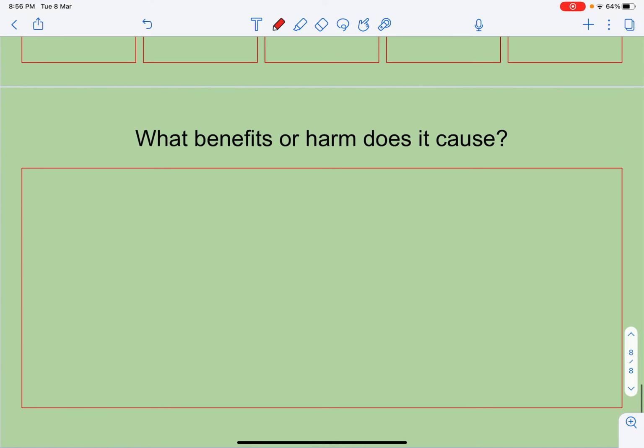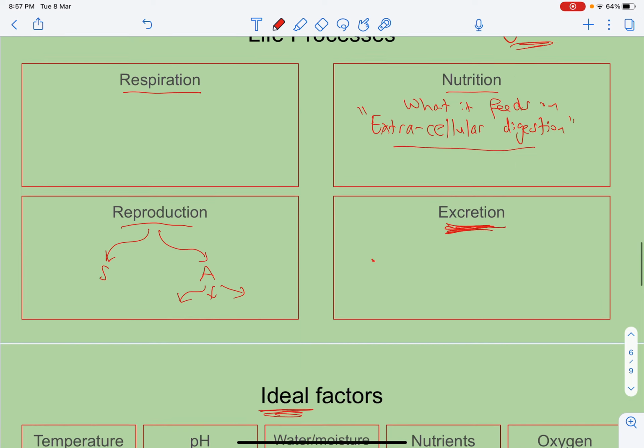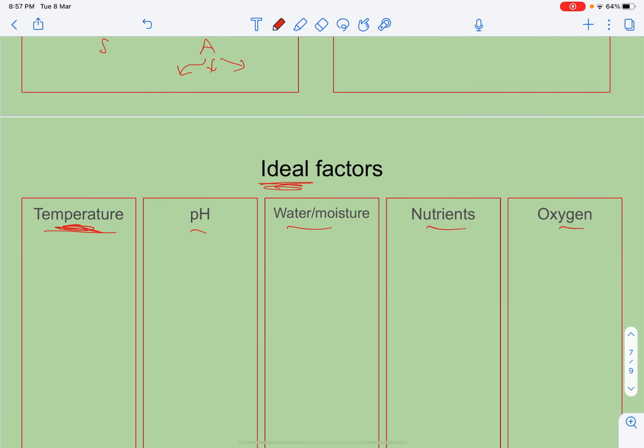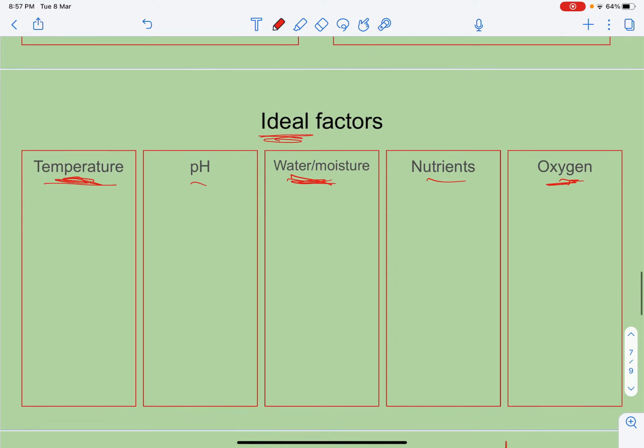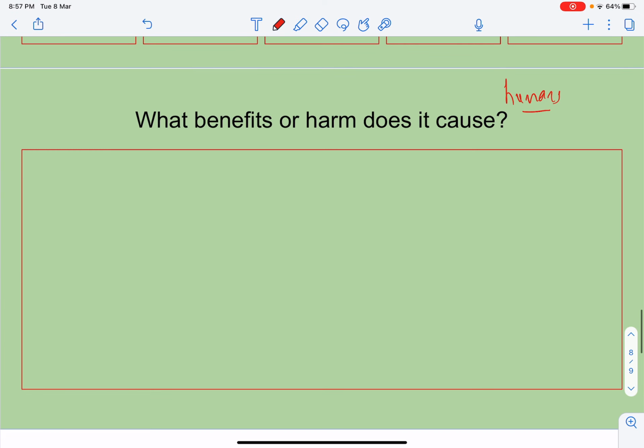All right, and then finally, what benefits or harm does it cause? And this is a freestyle box. So this is how does it relate to humans, okay? How does it interact with humans? Do we use it for our advantage or does it harm us? And I want you to describe how it benefits and how it harms us using what you have just spoken about here. So is there a waste product that we use? Do we give it certain ideal factors? Okay, so you should be able to synthesize the life processes and the factors with how it interacts with our species.